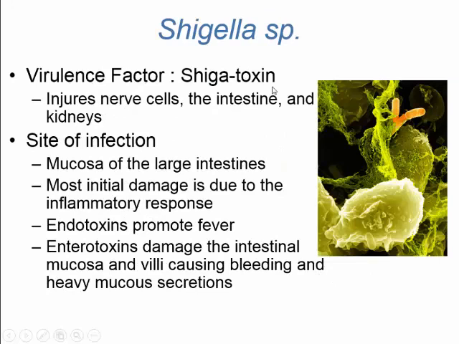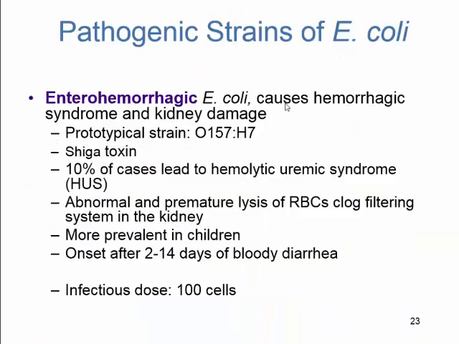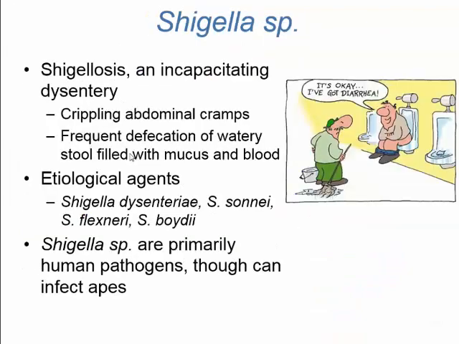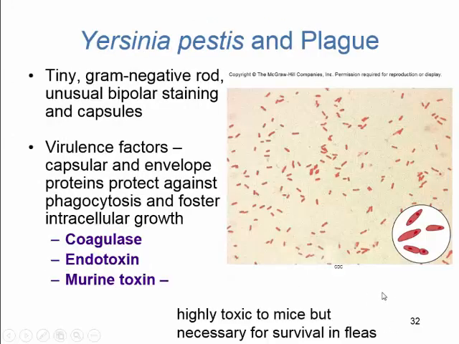The virulence factor for Shigella is Shiga toxin. Shiga toxin is produced by Shigella and it is also produced by E. coli. I'm going to take you back there. Enterohemorrhagic E. coli also produces Shiga toxin, so don't forget that part as well. They share the Shiga toxin. Likely at some point in the distant past, Shigella or E. coli shared that Shiga toxin, and they now both possess that virulence factor on a plasmid. The site of infection, of course, is still our large intestines. We have damage due to endotoxins and enterotoxins causing some nasty diarrhea.